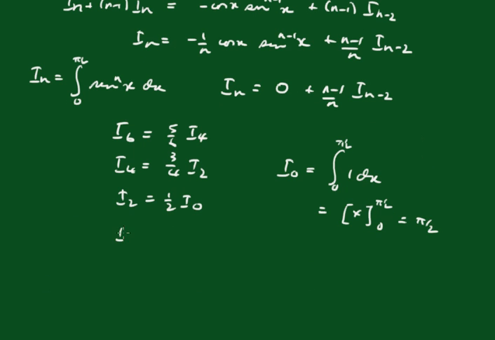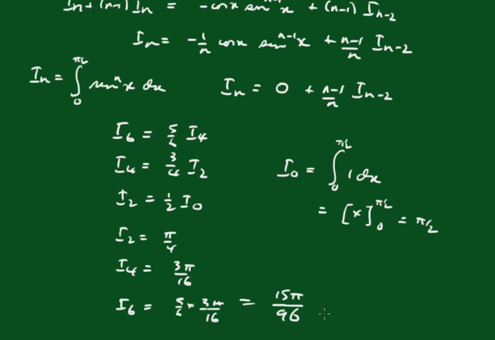So we have that I_2 is equal to pi upon 4. We have that I_4 equals 3 pi upon 16. So we find that I_6 equals 5/6 times 3 pi upon 16, which is 15 pi upon 96 as required.